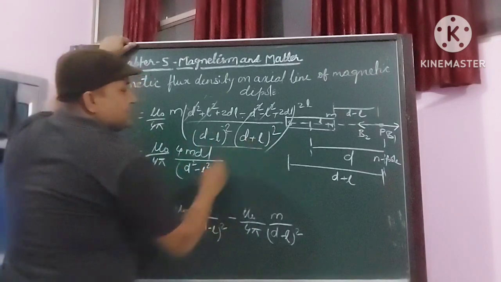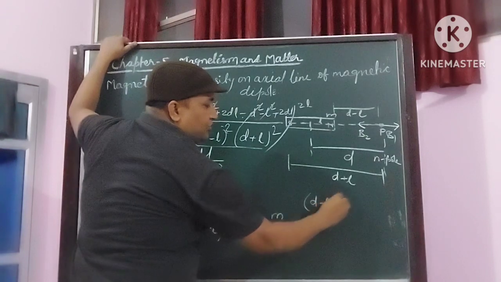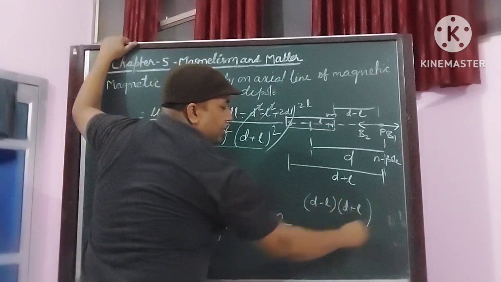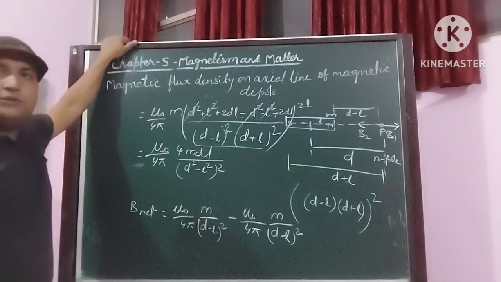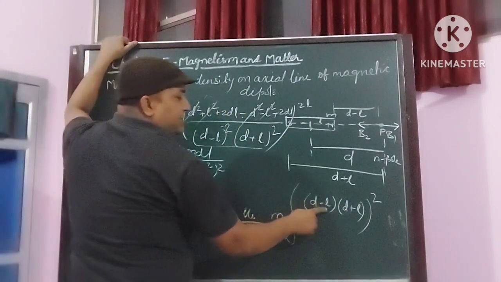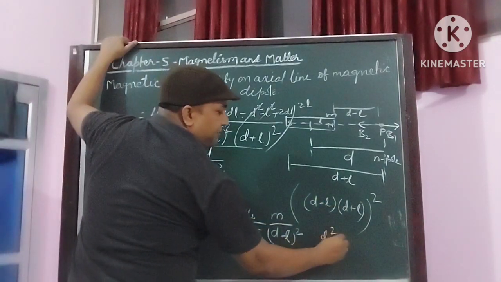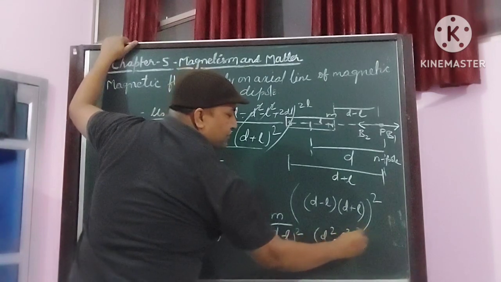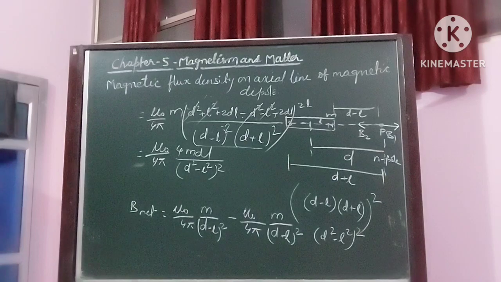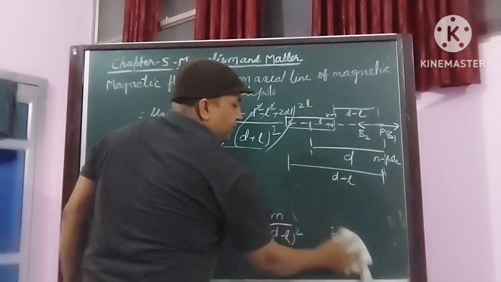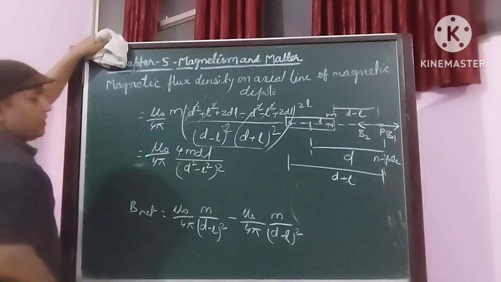A question may come: how did that come? Very simple. (D minus L) into (D plus L), as a whole square. We can do that, as A minus B into A plus B is A square minus B square. So D square minus L square as a whole square. The same thing we are going to do here. Understand what I am saying? Okay, so this is our result.